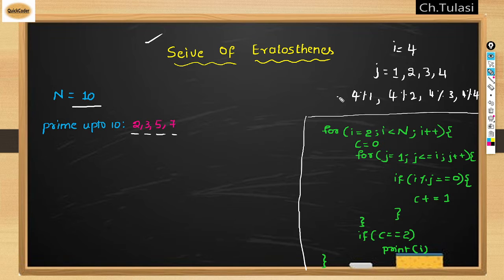So this 4 modulo division gives me 0. This also gives me 0. This will not give me 0. This also gives me 0. So how many did we get? 3. So my c will now be 3.